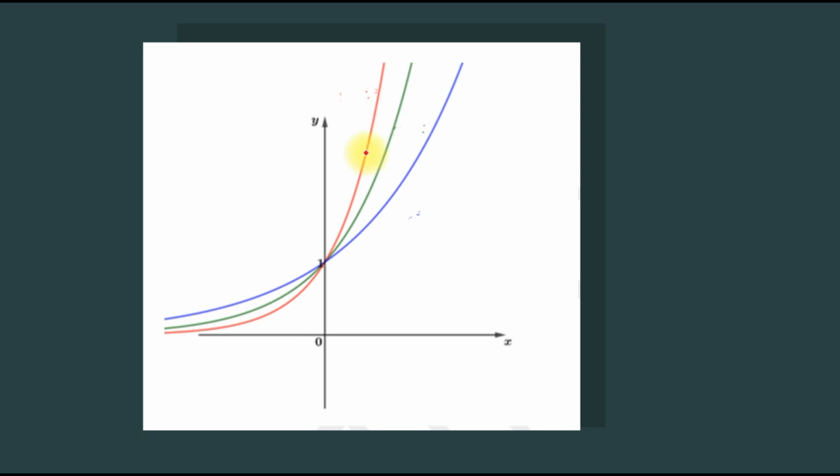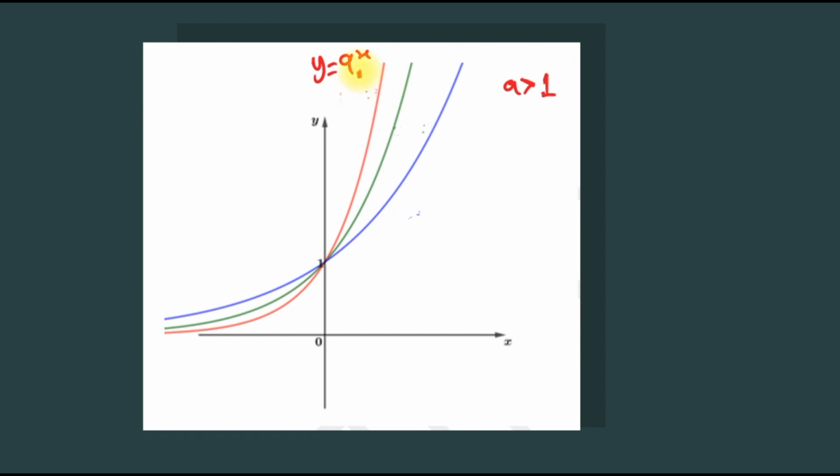When we plot more than one exponential graph using one axis, you can easily guess the particular base. The one closer to the y-axis, the base is always greater. Remember, for these three graphs, a is always greater than 1. The red one is y equals a raised to power x.